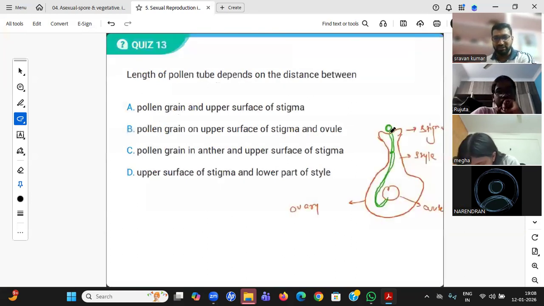Yeah, you can see here. From here we call it a pollen tube, up to here. So stigma, pollen tube.